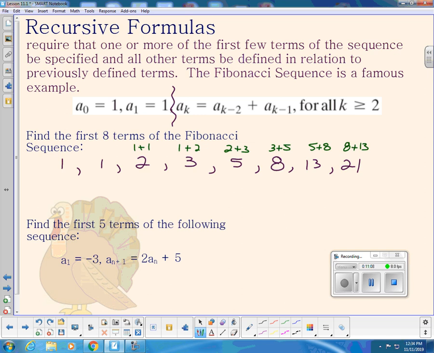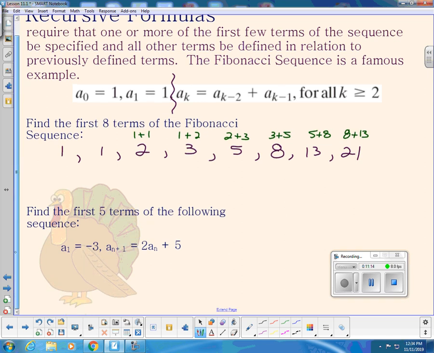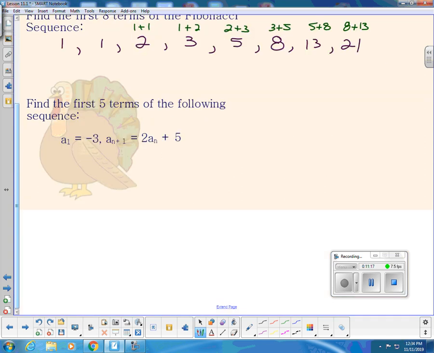But that's a recursive formula, where they give you a starting point, and then they tell you to do something with it, okay? Using the previous terms. So in this case, our starting point is -3. And then this is the rule. 2 times the previous answer plus 5. So 2 times -3 is -6 plus 5 is -1. Next term is going to be 2 times the previous answer plus 5. So 2 times -1 is -2 plus 5 is 3. And you just keep doing that. You keep throwing the answer back in.